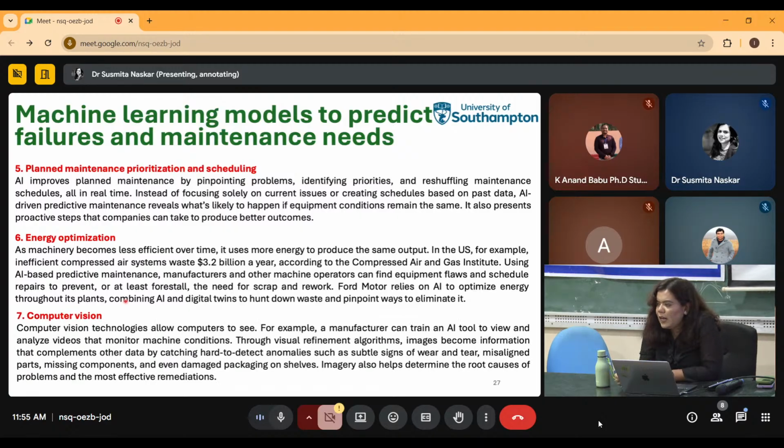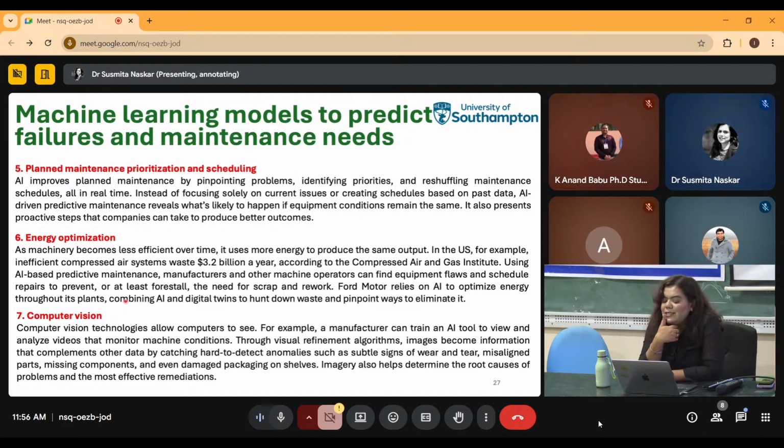And then another one is computer vision. Computer vision allows the AI to see and analyze the machine condition. Manufacturers or engineers can train the AI system to process video footage or to detect subtle anomalies that might otherwise be missed by any human, such as signs of wear and tear, like misalignment of parts or even damaged packaging. So those things can be caught by using this AI predictive maintenance. And these visual insights complement the other data, helping companies identify the root causes, and that can also help to take the most effective corrective actions, right?